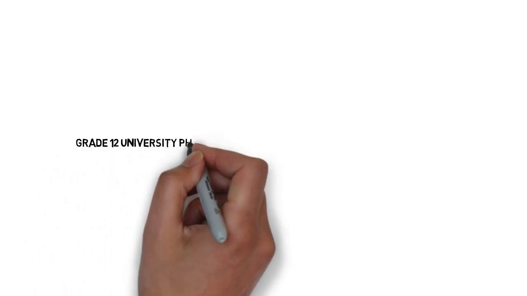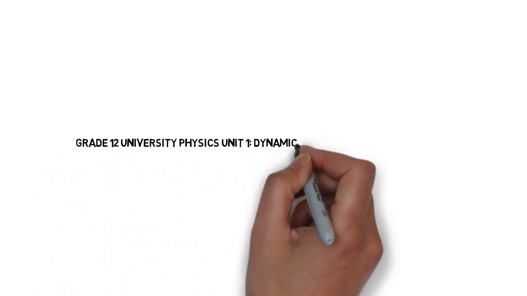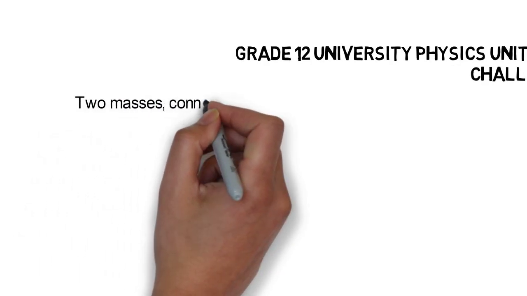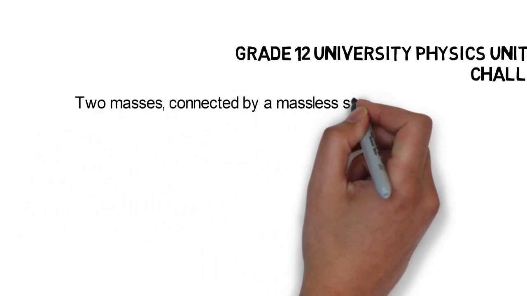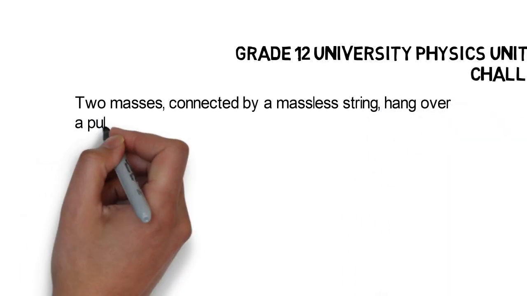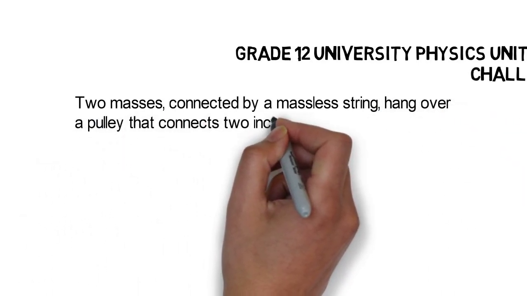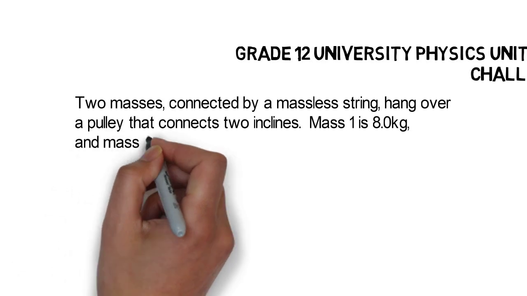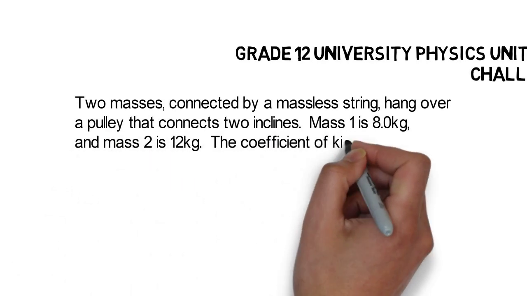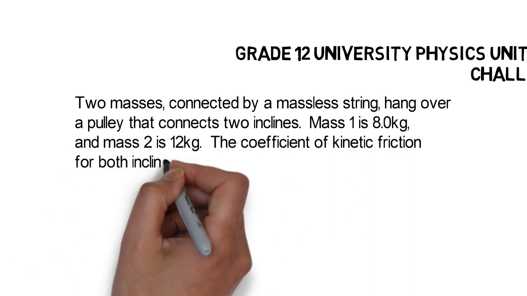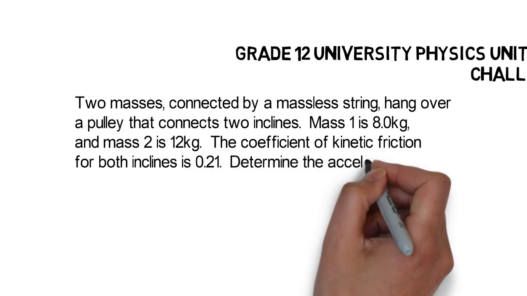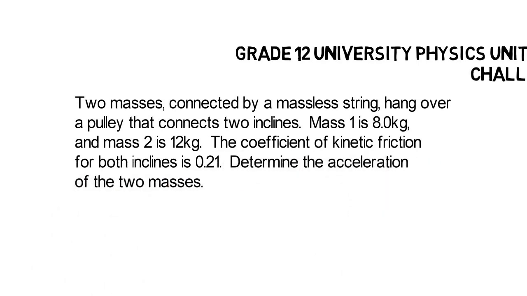This is grade 12 University Physics, Unit 1 Dynamics, Lesson 12 Frictional Forces, and we're going to try the challenge question on the back of the handout. Here we have two masses connected by a massless string hanging over a pulley that connects two inclines. Mass 1 is 8 kilograms and mass 2 is 12 kilograms. The coefficient of kinetic friction for both inclines is 0.21. Determine the acceleration of the two masses.